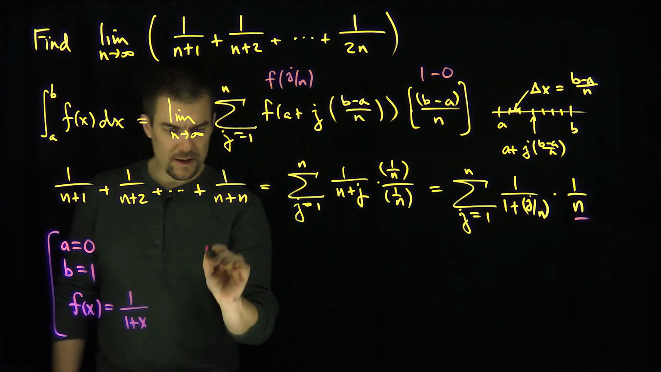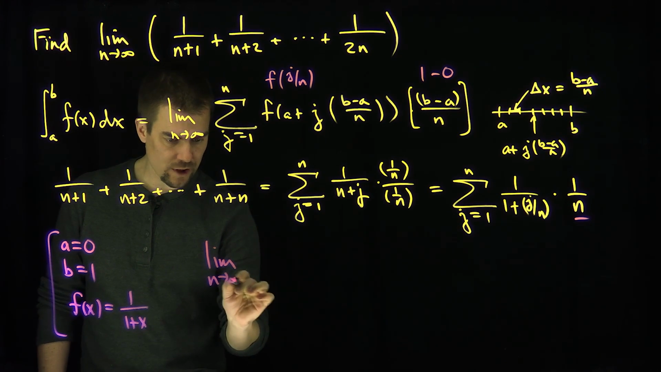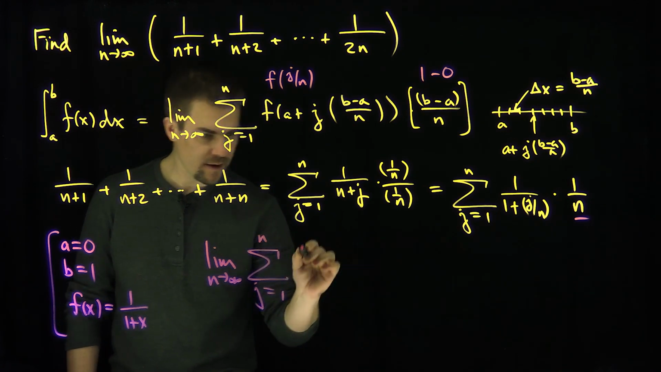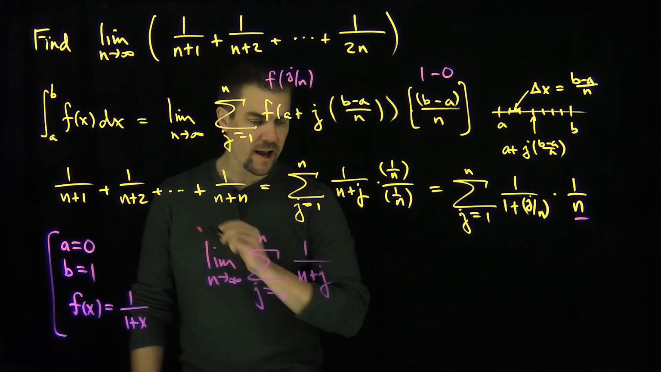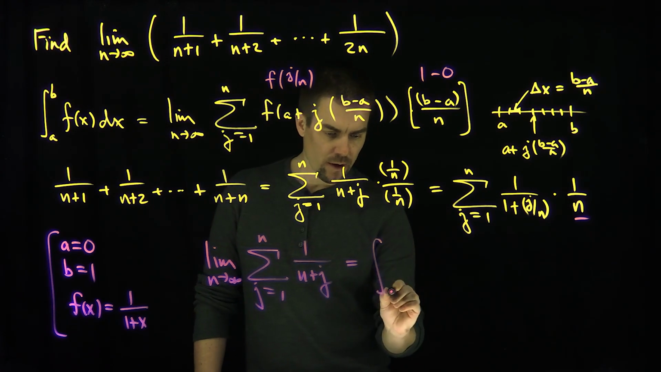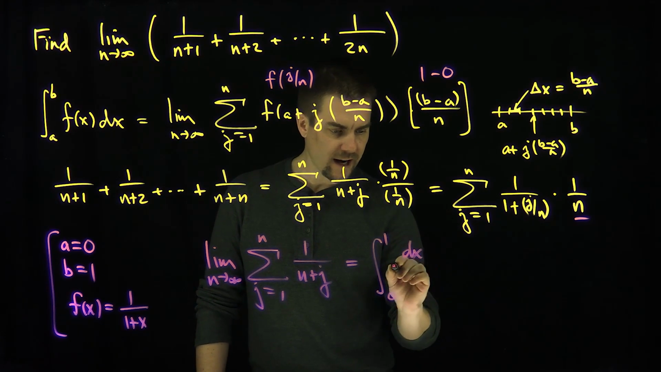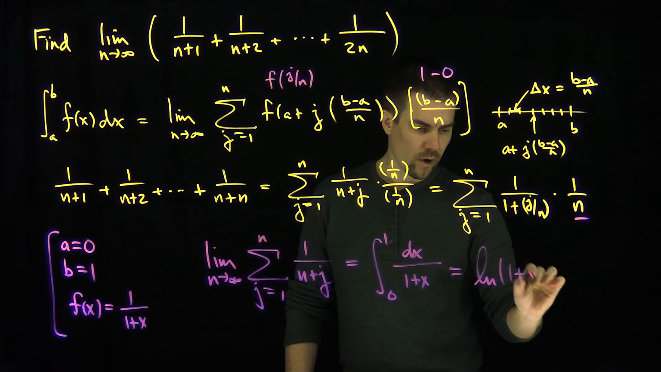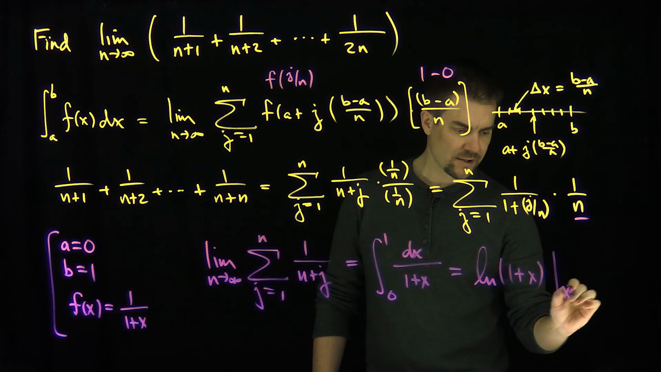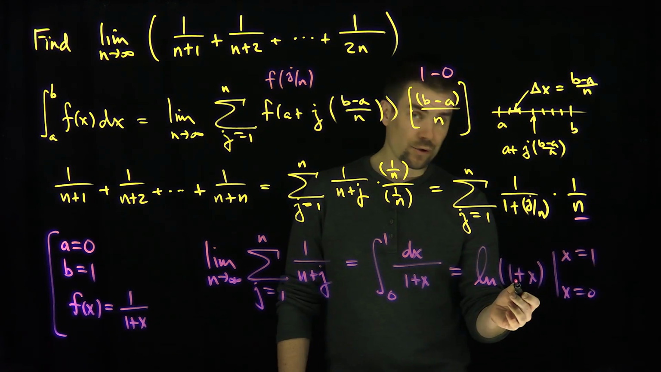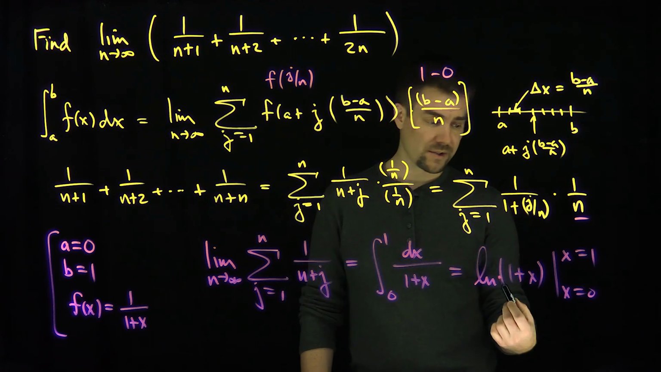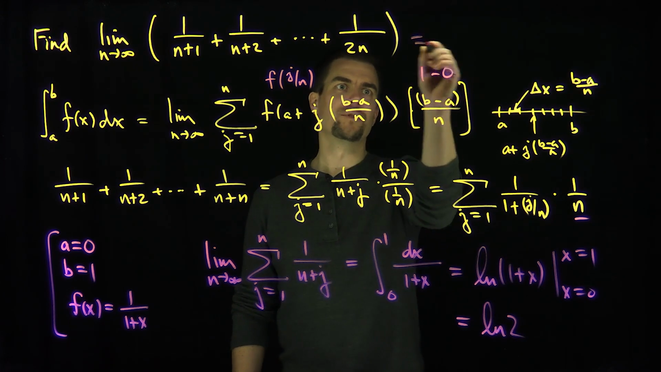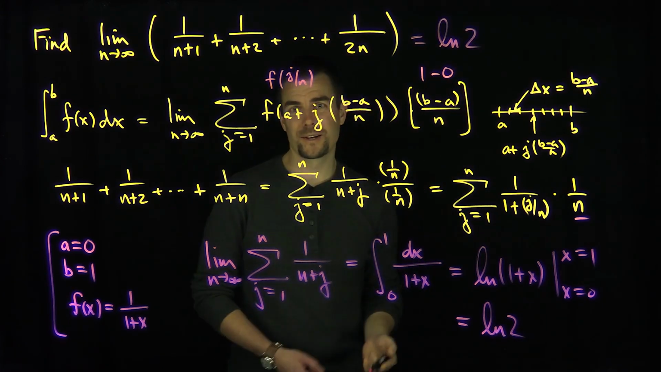So it turns out that the limit, as n goes to infinity, of our expression, the sum, j goes from 1 to n of 1 over n plus j, is exactly equal to the integral from 0 to 1 of dx over 1 plus x. We know how to integrate that. That's just the natural log of 1 plus x, evaluated from x equals 0 to x equals 1. The bottom limit gives the natural log of 1, which is 0, and the top is the natural log of 2. So the limit of our sequence is the natural log of 2. Using Riemann sums, we were able to compute this limit. Thank you very much.